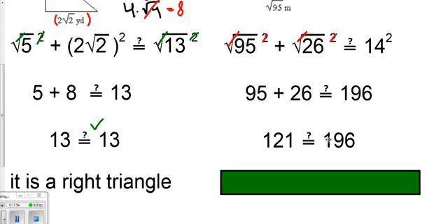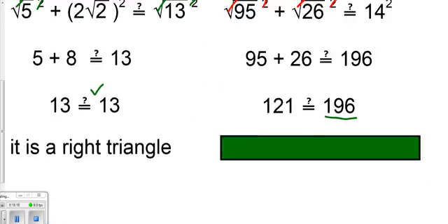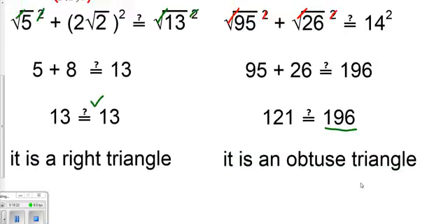121, how does it compare to 196? It's a lot smaller. So we would say our c value squared over here is going to be bigger than a plus b, each of them squared. C squared is bigger than a squared plus b squared. So according to our rules, when c squared is bigger than a squared plus b squared, it makes an obtuse triangle. So we would say then this would actually be an obtuse triangle.